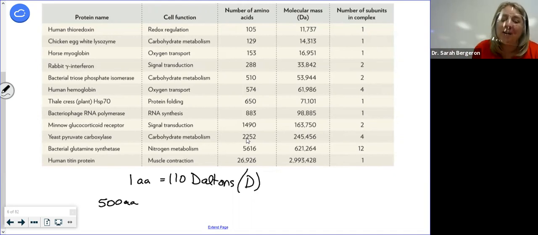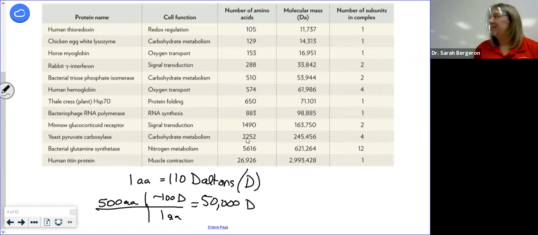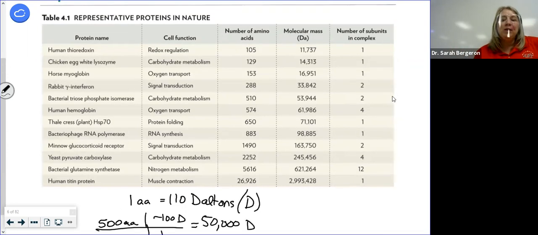But how would I figure this out? Simple multiplication, right? I know one amino acid, we'll just say about 100 Daltons because it'll make the math really easy. What do we get? About 50,000 Daltons, right? Or 50 kilodaltons. So we can use that as a diagnostic tool. But what do you notice in this last column?